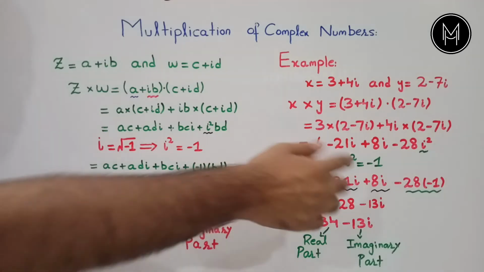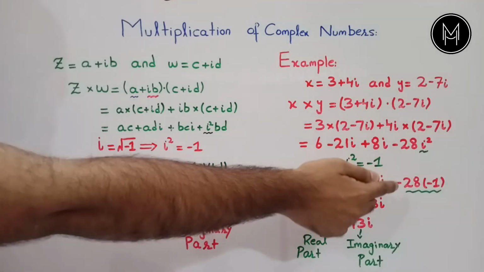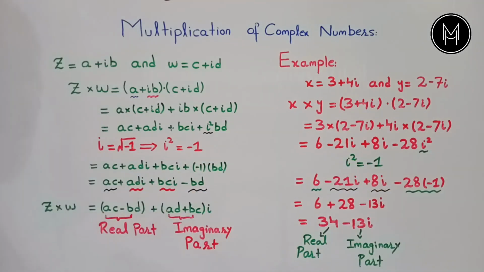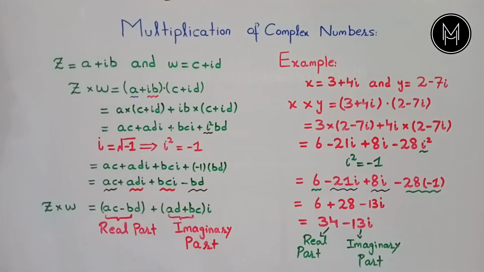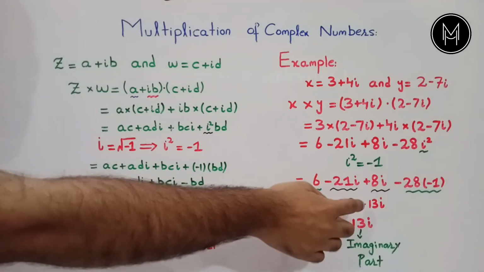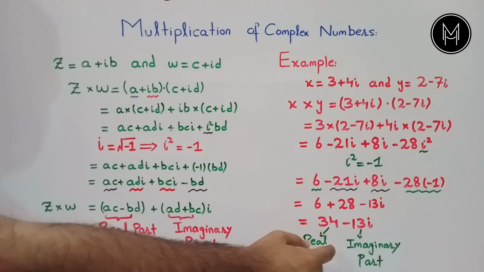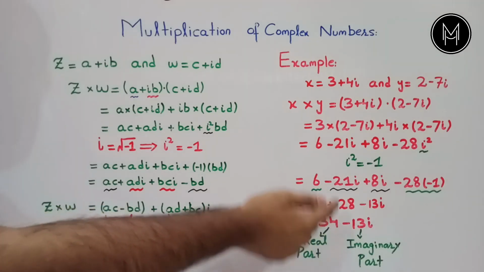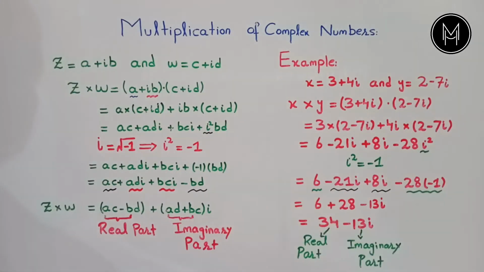So now we have two real parts and two imaginary parts. Add an imaginary part to another imaginary part and real part to another real part. So 6 plus 28 is the real part. 6 plus 28 is equal to 34, and minus 21i plus 8i is the imaginary part. So minus 21i plus 8i is equal to minus 13i. So this is the final complex number. This is the result of multiplication of complex numbers x and y, that is equal to 34 minus 13i. This is the real part, this is the imaginary part.